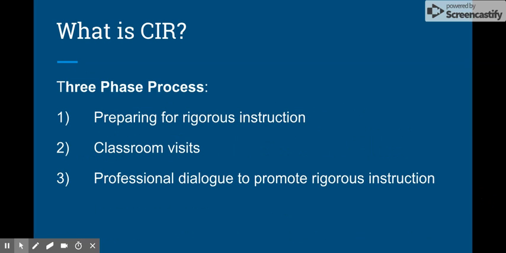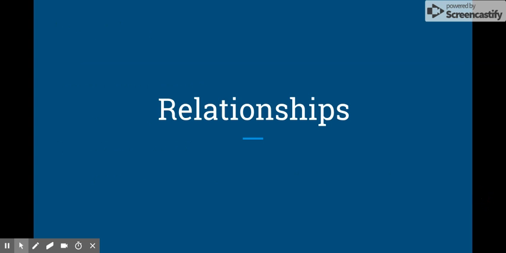So it's a 3-phase process. Again, preparing for rigorous instruction. That's through a lesson planning and coaching session with the academic coach. We will then come in for classroom visits, and after the visit that same day, we will have a sort of a fishbowl dialogue conversation just to talk about the instruction that was observed and if the lesson went the way that you had intended.